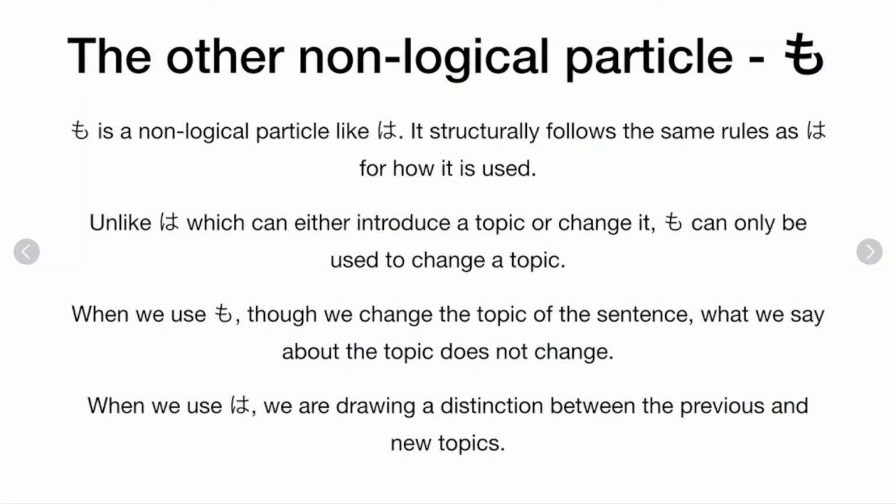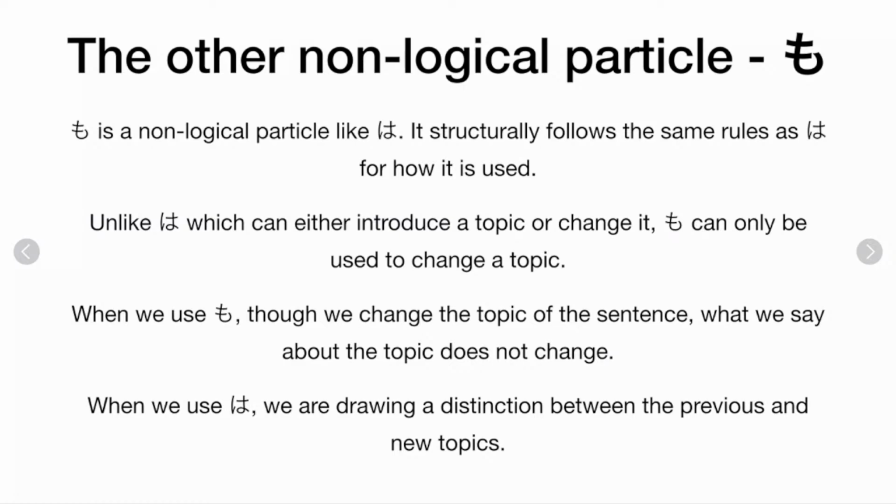Okay. Here's another concept. This is mo. So we talked about mo already, right? It was the inclusive marker. So if you had an idea, something with wa, and you wanted to respond to that, and it was like, oh, the same thing for me, you could say, oh, yeah, mo as well, right? And say that also. So mo is also a non-logical particle. It basically works with the same rules as wa, but there's a difference in how you use the two.